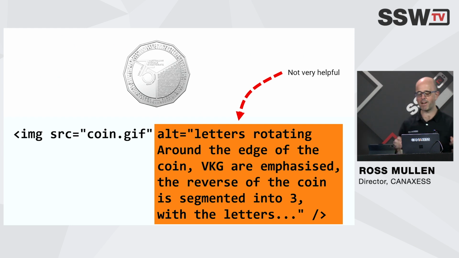Letters rotating around the edge of the coin, VKG, are emphasized. The reverse of the coin is segmented into 3 with the letters E3, B8, 287, D4, 290, F7, 23381, 4D7A4, and you get the picture.